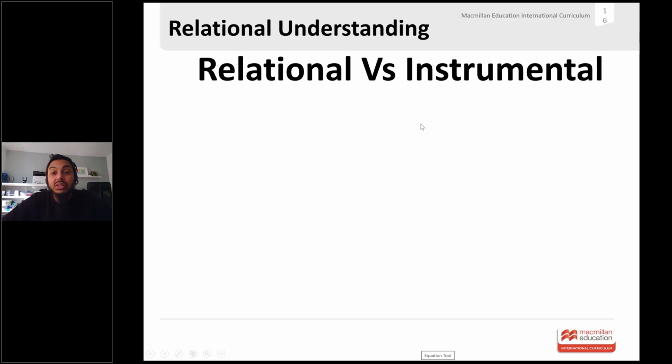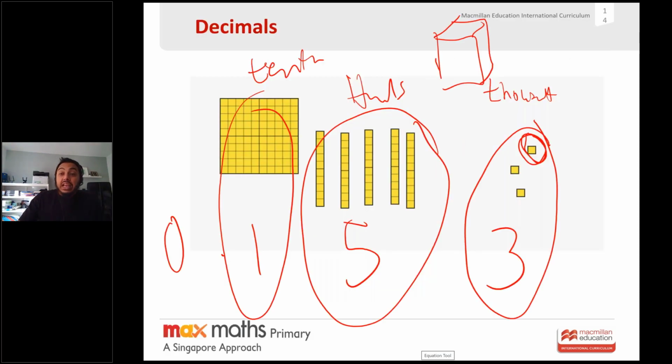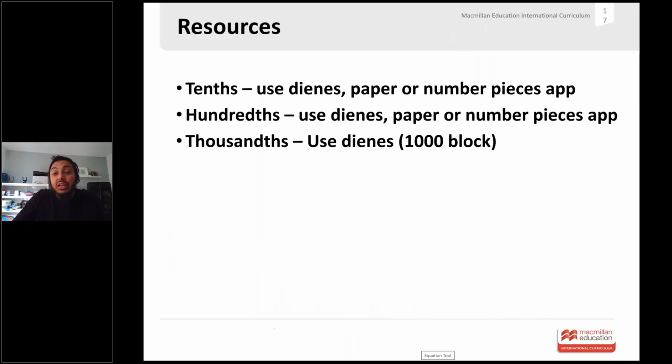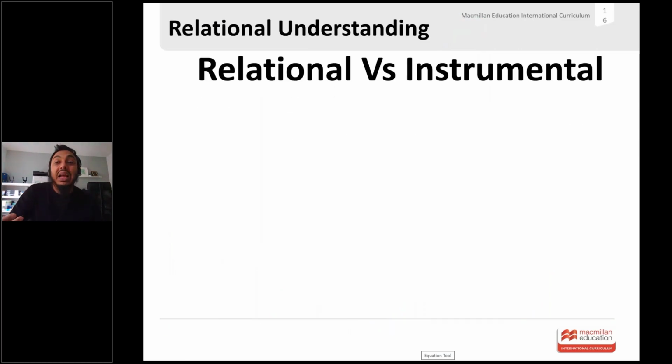So relational understanding is something I picked out that is so important for our children, like we've done here. Can you see the relationship between the 3 and the 3 thousandths, and the 5 and the 5 hundredths, and the 1 and the 1/10? Visually seeing that relationship is so important, because without actually understanding decimals, you're going to lose your children. They just start understanding the language. You're never going to use this language, hundredths, tenths, thousandths, in your everyday life. So it's so important.